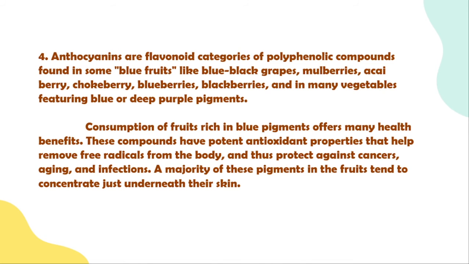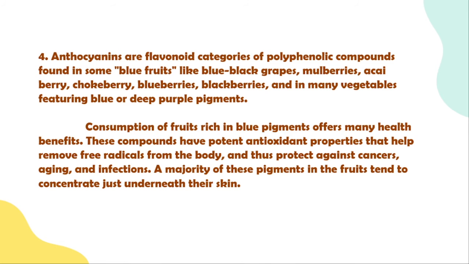Anthocyanins are flavonoids, categories of polyphenolic compounds found in some blue fruits like blue-black grapes, mulberries, acai berry, chokeberry, blueberries, blackberries, and in many vegetables featuring blue or deep purple pigments. So those blue-colored types of we call these fruits or vegetables. So they have nice kinds of nutrients. For example, anthocyanins or flavonoid categories of polyphenolic compounds. Okay? So consumption of fruits rich in blue pigments offers many health benefits.